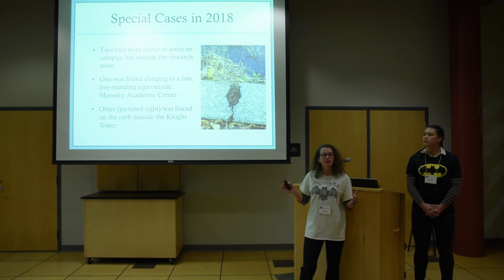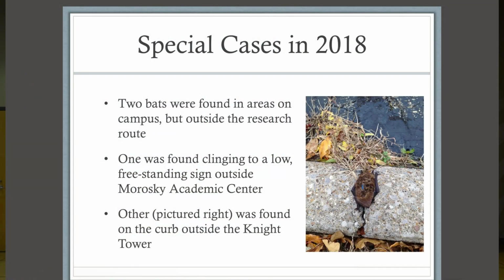And this year, we did find 2 other bats on campus, but they were not on the typical bat route that we always walk, so we did not include them in our data. But they were both big brown bats, and one was found on a freestanding sign, and another little guy was found on a curb. One of the maintenance landscape people found him, so of course we went over. We marked him with a scheme of washable paint, but we did not include him in our data.